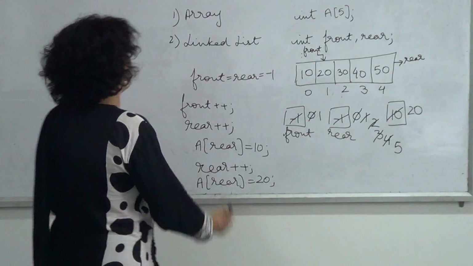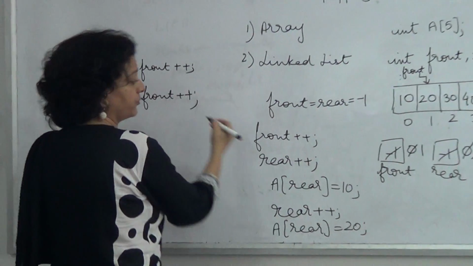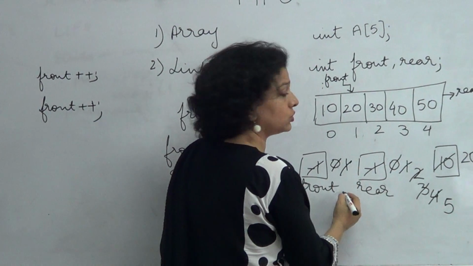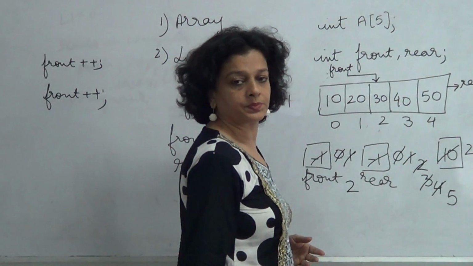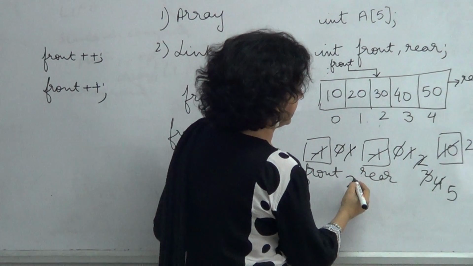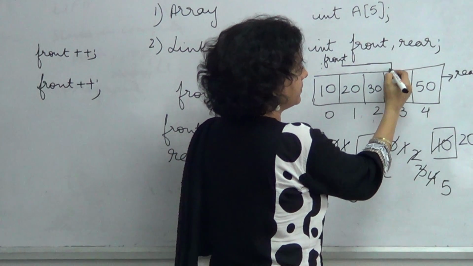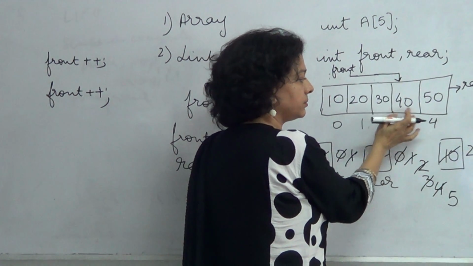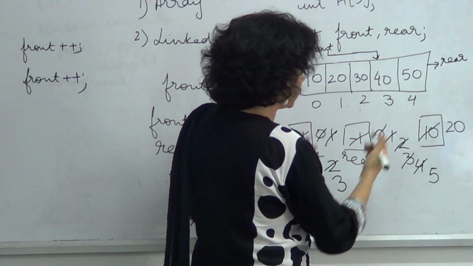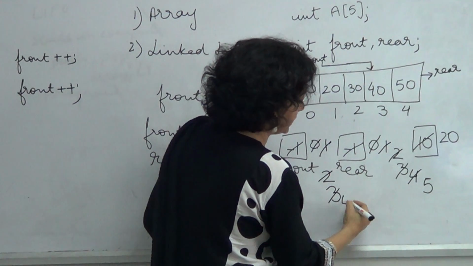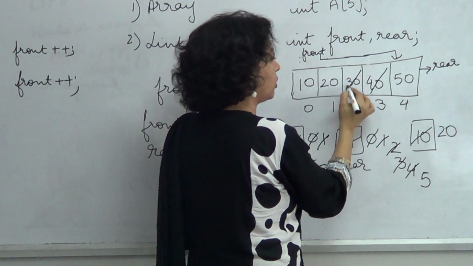Now to further delete an element, again I will increment my front. The value of the front will become 2 and my front will point to this element. To delete further, I will again increment my front and it will point to the next element. Now my queue is from front to rear, but there are only 2 elements in it. If I delete one more element, I will increment front and now my front will point to the last element. Suppose all the other elements are deleted.